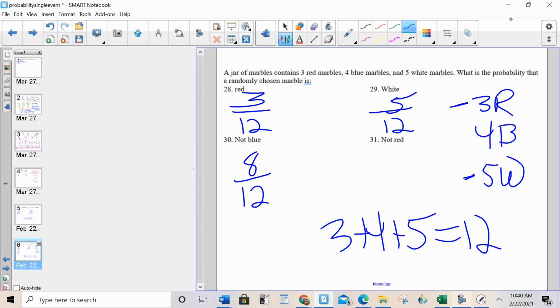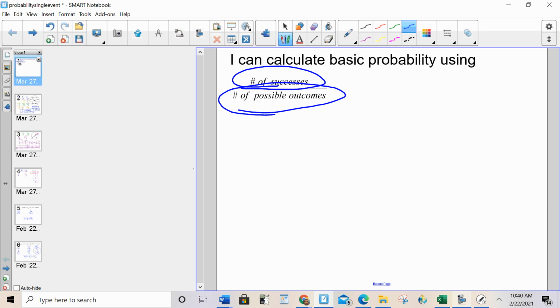Try 31 on your own. I'll give you about 15 seconds. All right, there's 12 possible marbles. Out of those, how many are not red? These are not red. That's a total of 9. And that's it. So basic probability is always a fraction.